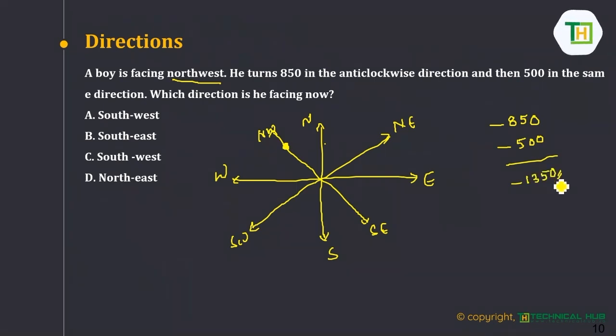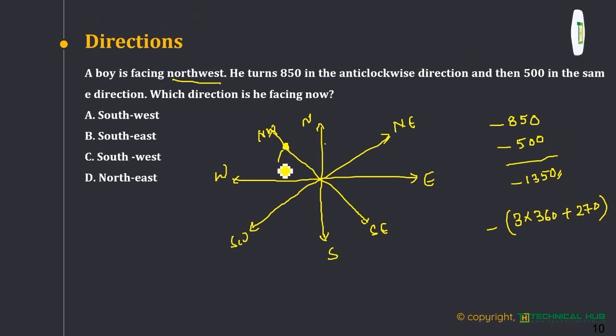Minus 1350 is the total. Whenever 360 is completed, the person has moved a complete 360 degrees and returns to the same position. Whether clockwise or anti-clockwise, rotating 360 degrees gives the same position again. So simply remove however many times 360 cancels, and take the remaining. How many times does 360 cancel here? 3 times, 3 times 360, and the remaining is 270. All are minus, anti-clockwise.